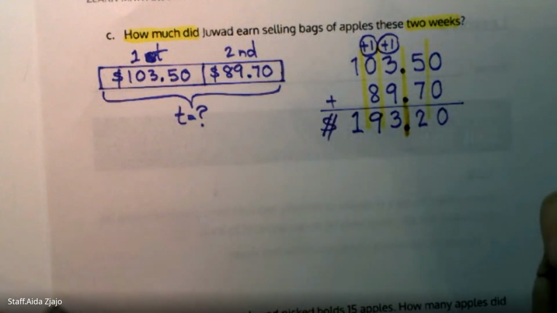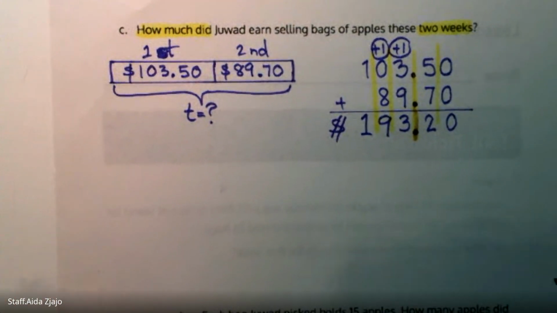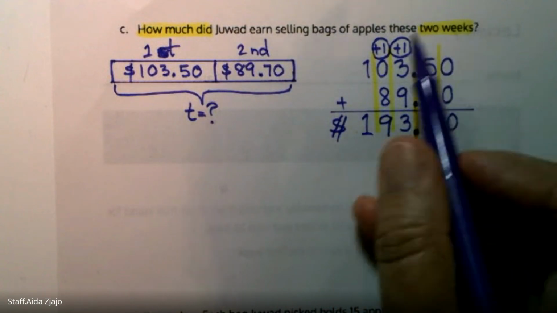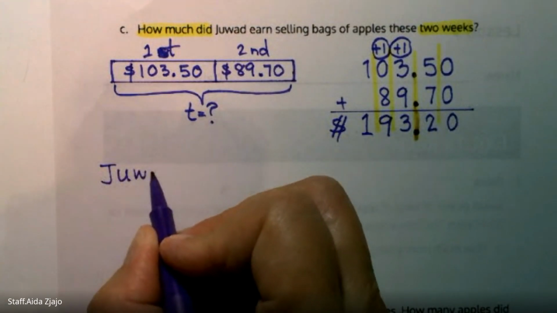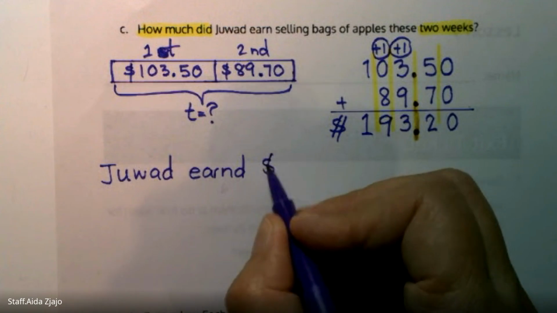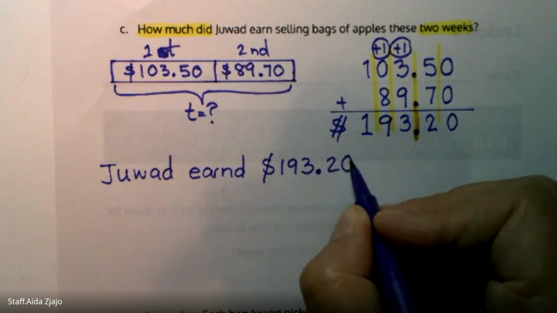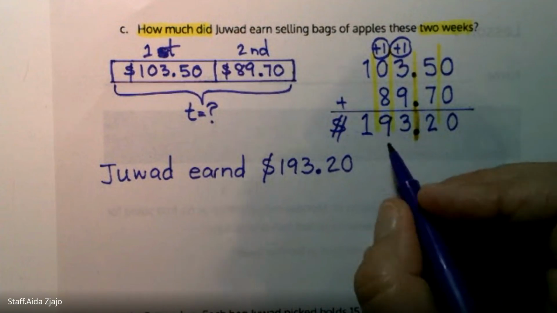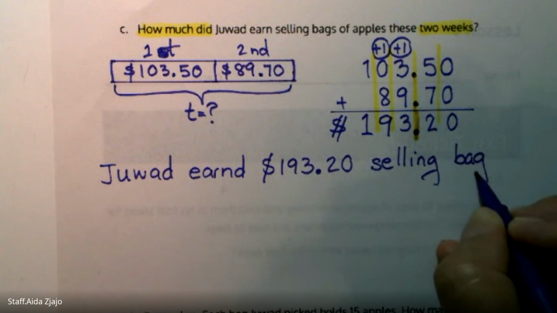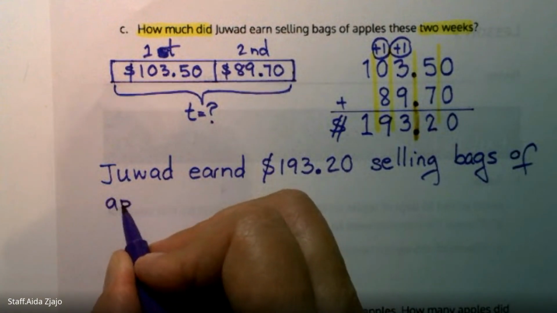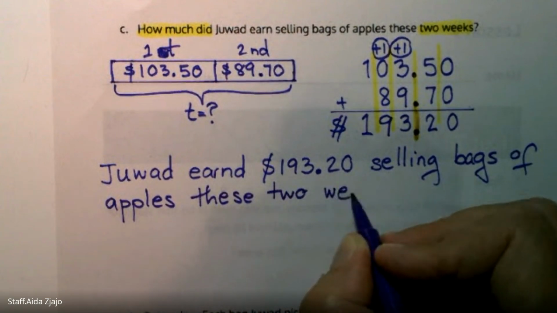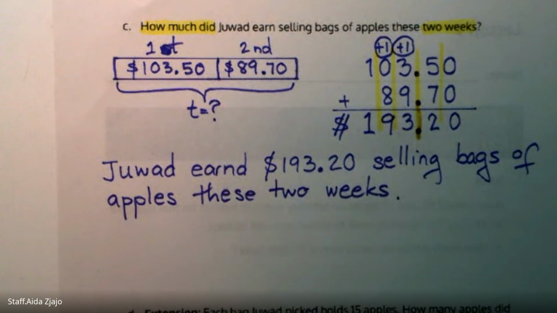So he made $193.20. Let's write the answer. Javad earned $193.20 selling bags of apples these 2 weeks. Okay, so that was number C.